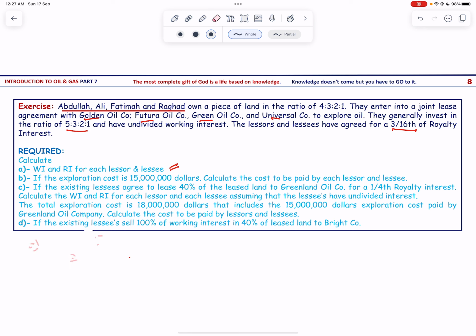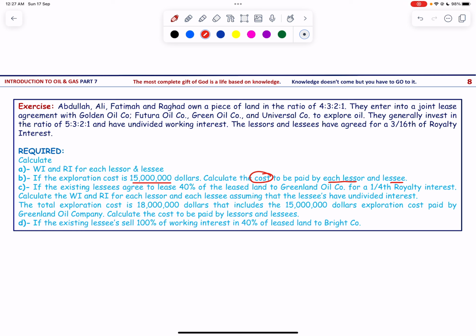Let us look into part B. In part B, if the exploration cost is $15 million, calculate the cost to be paid by each lessor and lessee. We have to calculate the cost. So after the lease, the lessors Abdullah, Ali, Fatima and Ragad will not pay any exploration cost. They will receive only the royalty.